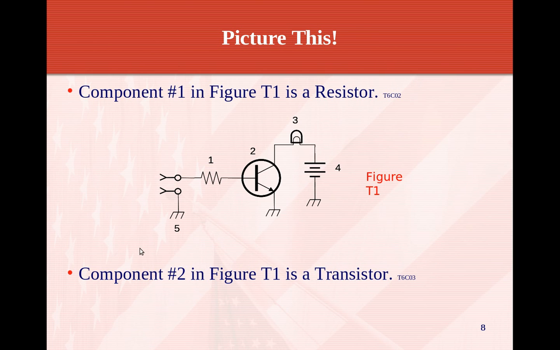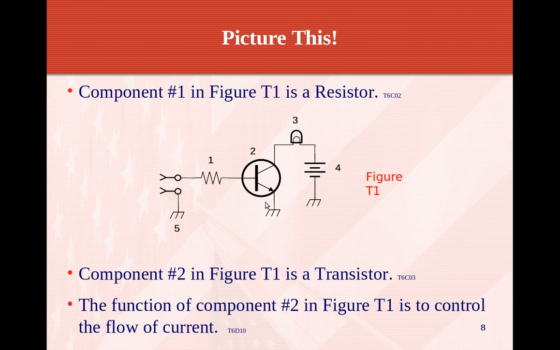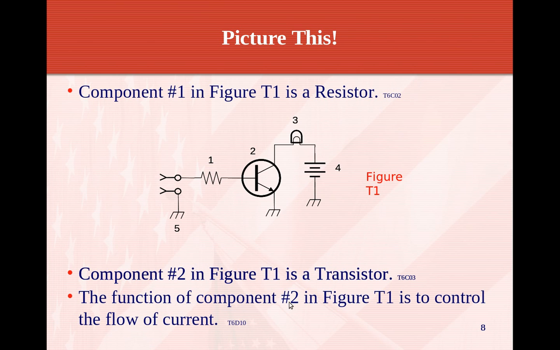The component number 2 in figure T1 is a transistor. The function of component 2 in figure T1 is to control the flow of current. So we have a very little current coming into the transistor, a few microamps, and it's controlling a few amps. So we have something that's very, very tiny controlling something very, very big.